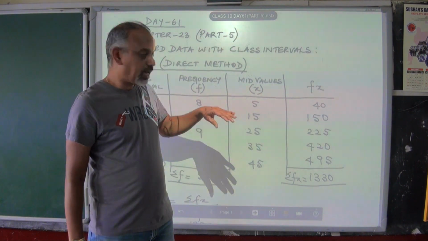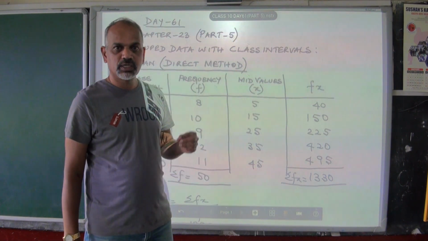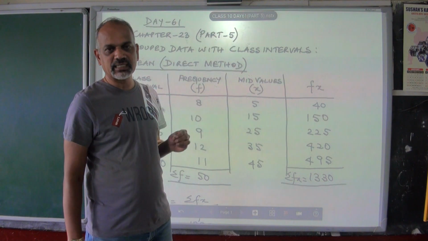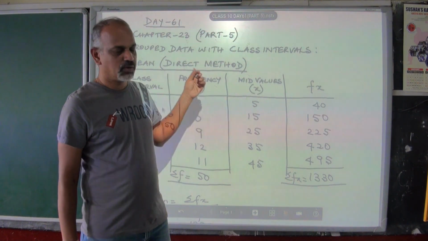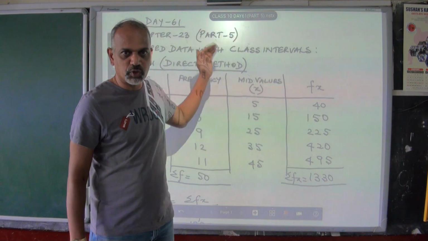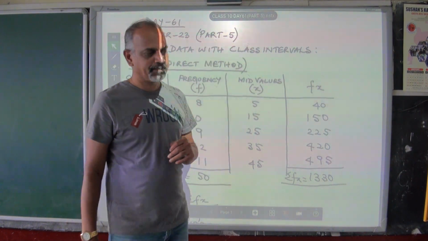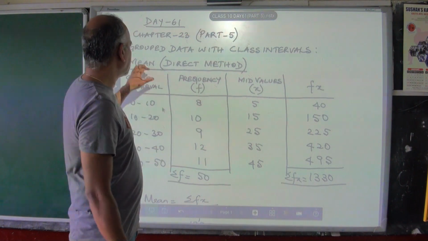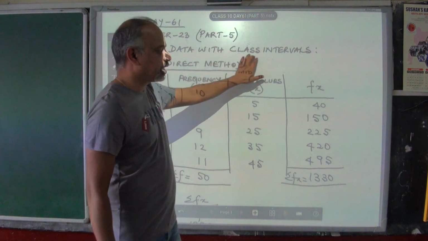And the second one that you saw was group data without class interval sizing. That is, only class values were given. So long you've seen only those group data without class interval. The next type of data is called group data with class intervals.